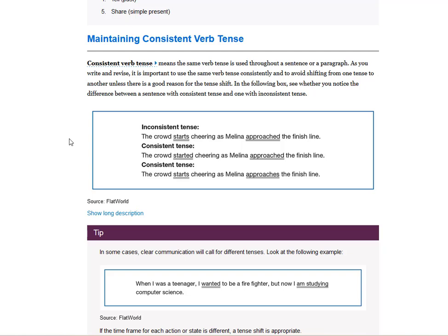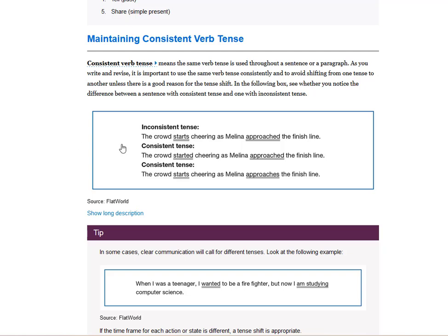Maintaining a consistent verb tense means the same verb tense is used throughout a sentence or a paragraph. As you write and revise, it is important to use the same verb tense consistently and to avoid shifting from one tense to another unless there is a good reason for the tense shift. In the following box, see whether you notice the difference between a sentence with consistent tense and one with inconsistent tense.